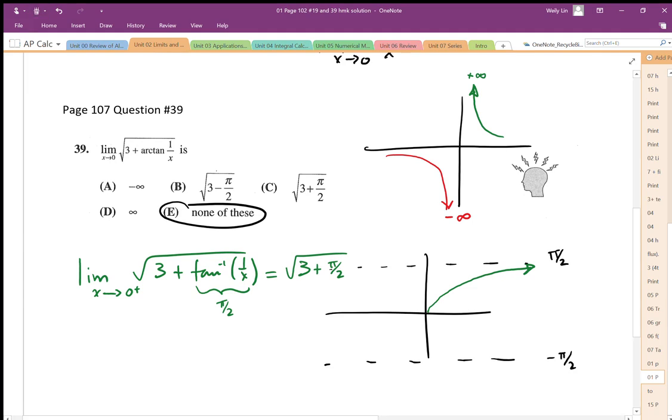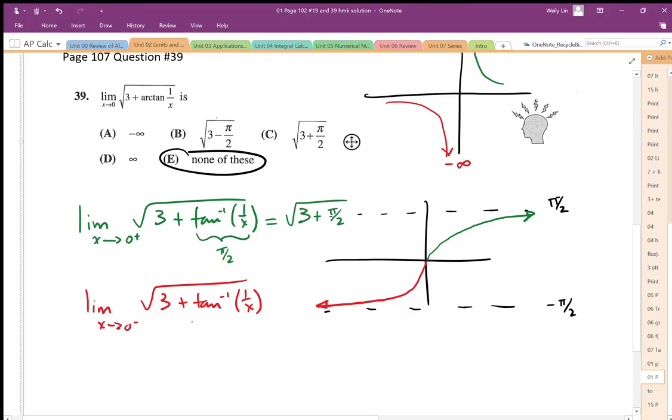What's happening on the other side, as x approaches 0 from the negative side? We end up with 3 plus arctan of 1 over x. As x approaches negative infinity from the other side, the graph is approaching negative pi over 2. So as x goes out to negative infinity, the y value approaches negative pi over 2. So this value becomes negative pi over 2, and the limit is equal to 3 minus pi over 2, which is answer B.